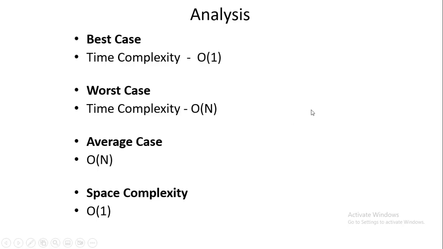To summarize, linear search is one of the fundamental searching algorithms. Although it is not the fastest method for large data sets, its simplicity and ability to work on unsorted data make it an important concept in computer science.